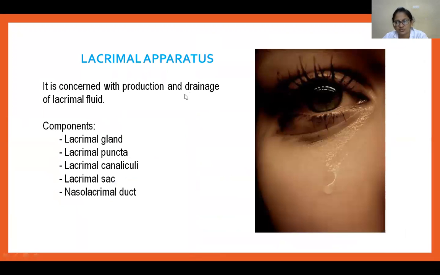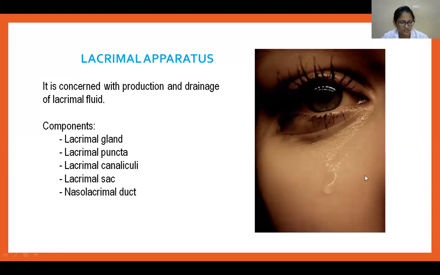Those are about the extraocular muscles. They are nearly 7 in number. These are levator palpebrae superioris, superior rectus, inferior rectus, lateral rectus, and medial rectus. Totally, the rectus muscles are 4 in number, whereas the oblique muscles are 2 in number, the superior oblique and inferior oblique muscles.